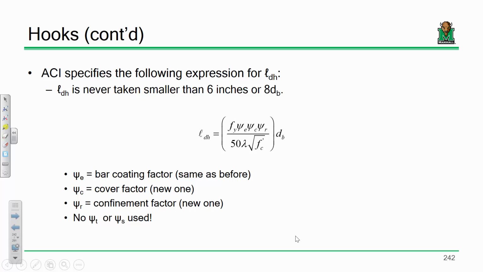Your top bar factor and your size factor are gone. They're gone because they don't really affect the development of a hook. Now, the epoxy coating factor does. That does affect the development of a hook. So that's the same one as before. There is a new one here for cover and confinement. We're going to talk about this next time, but let me say one thing.